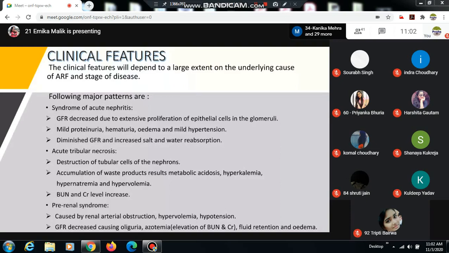Acute tubular necrosis, destruction of tubular cells of the nephrons, and accumulation of waste products result in metabolic acidosis. Hyperkalemia means potassium level increases in blood. Hypernatremia, sodium level increases in blood. And hypervolemia, the volume of blood increases. Pre-renal syndrome is caused by renal arterial obstruction, hypovolemia, and hypotension. GFR decreased, causing oliguria, azotemia, elevated BUN and creatinine levels, fluid retention, and edema.